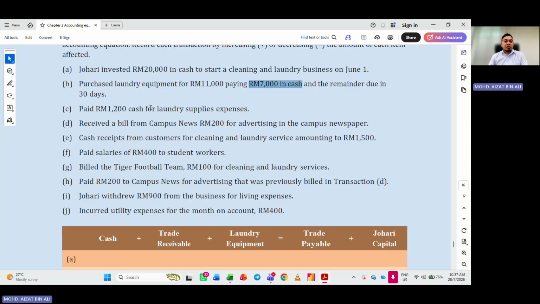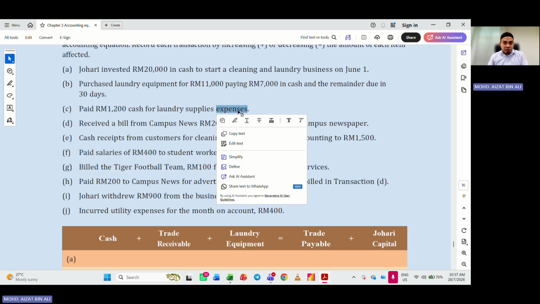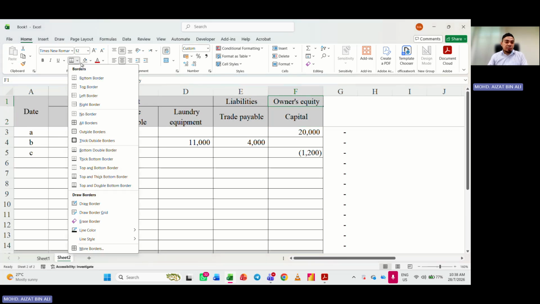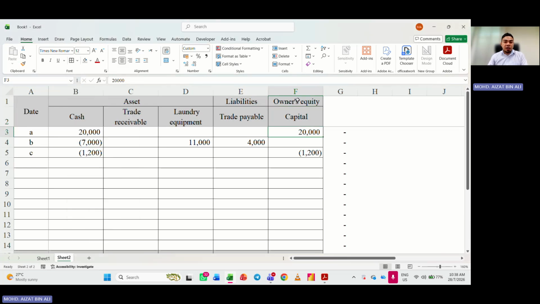Okay, next. For laundry supplies expenses. Okay, pay attention to this. It is an expenses. So expenses goes into owner's equity. Okay, so under Johari's capital minus 1,200 ringgit. Okay, why? Because again, expenses reduces owner's equity. We are looking at the impact on owner's equity. Okay, not expenses account, but owner's equity account.